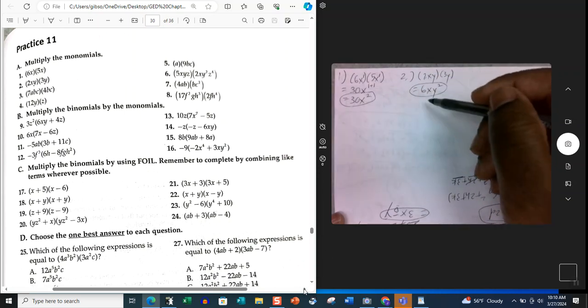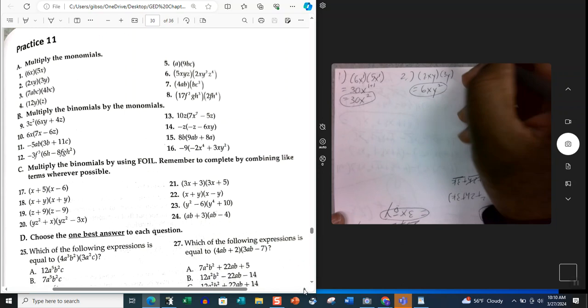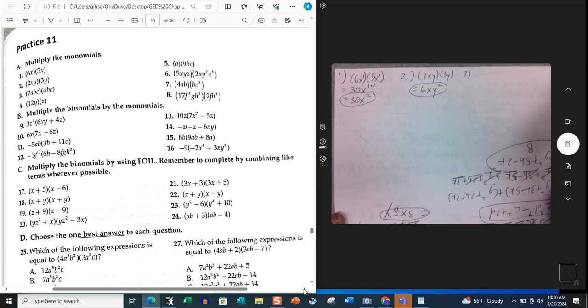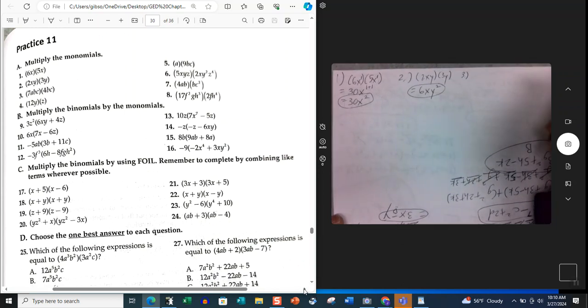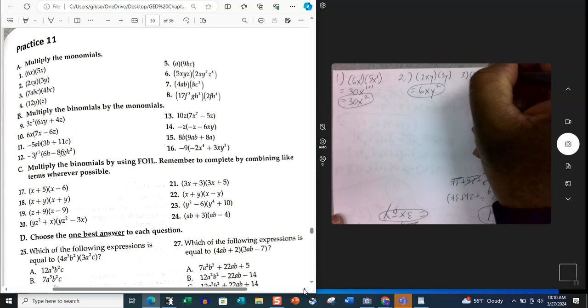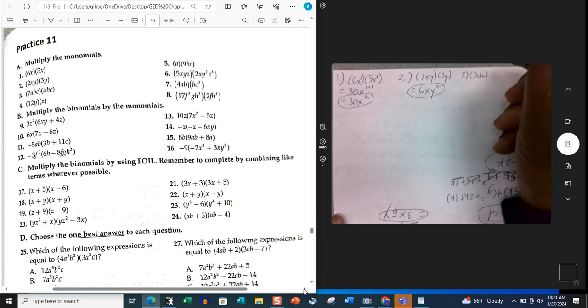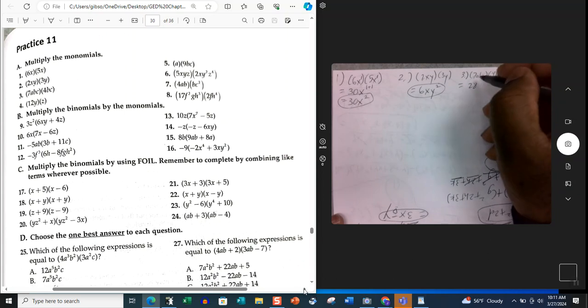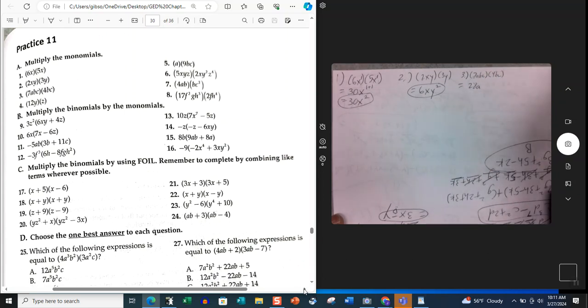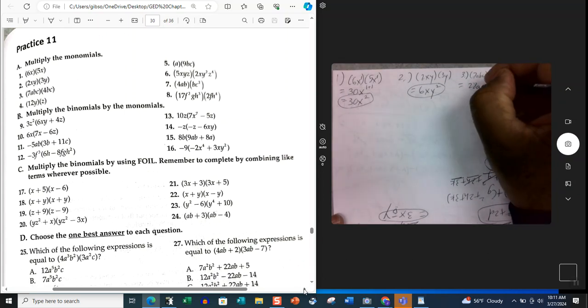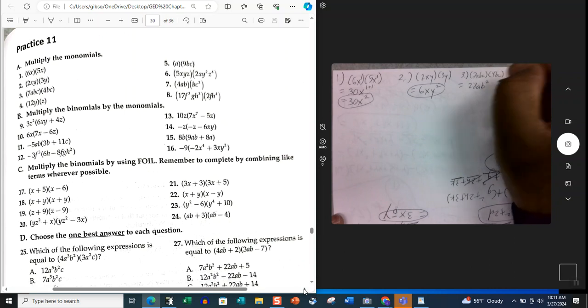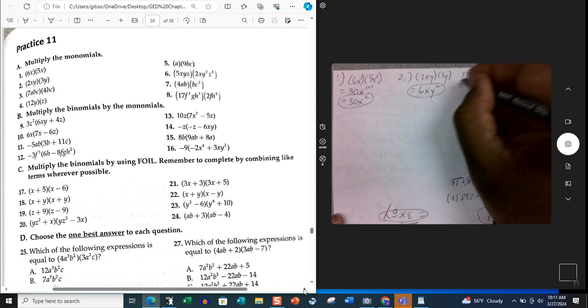Now, let's look here at number 3. Number 3, we have 7abc times 4bc. So we'll do 7 times 4 is 28. There's only one a, so we bring it down. B times b is b squared, and c times c is c squared.